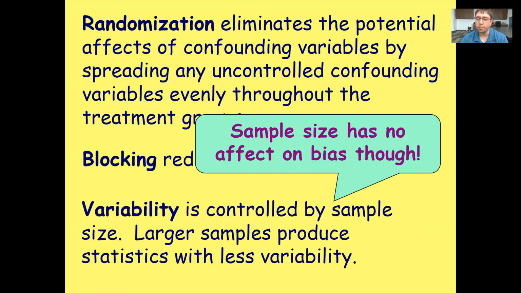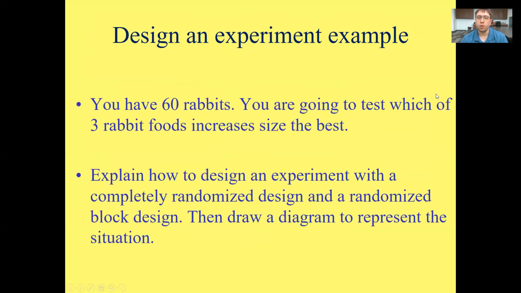Just keep in mind, though, that sample size does not affect the bias. So if you're starting to select people that you think will be more successful at your experiment, then you're still introducing confounding variables and bias. So you need to make sure it's random, random, random. All right, that wraps up the final notes here for the experimental design.